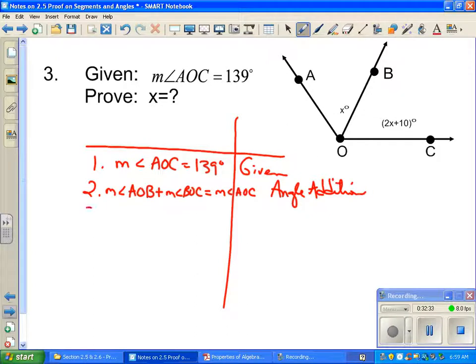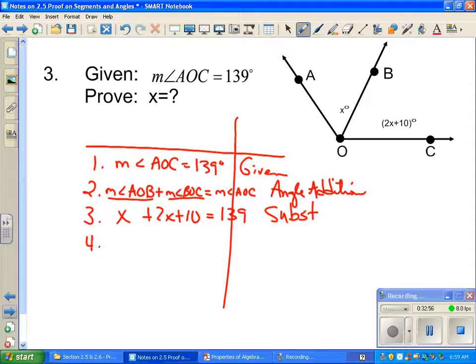So in our next statement, we can plug in what our angle addition problem set up. So x is the first angle, 2x plus 10 represents the second angle, so we're just taking those out and putting in what they represent. And the first statement told us that the third angle is 139. That is substitution.